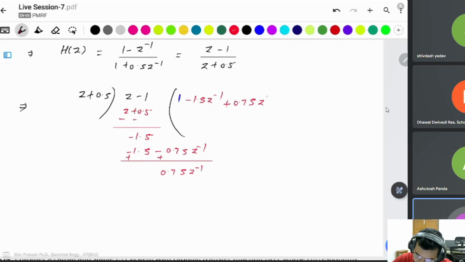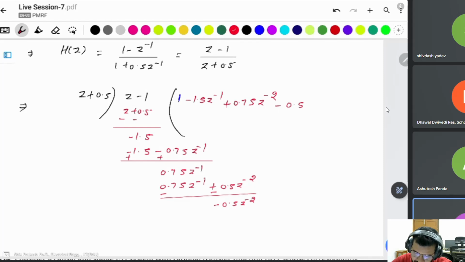It means you have to multiply by z to the power of minus 2, then you multiply by z, and this will be z minus 1. Then same thing: 0.75 z to the power of minus 1 plus 0.5 z to the power of minus 2. The same, minus minus will be cancelled out. This will be minus 0.5 z to the power 2. In this case you have to multiply by minus 0.5. There is 0.75 into 0.5. It will be 0.375.